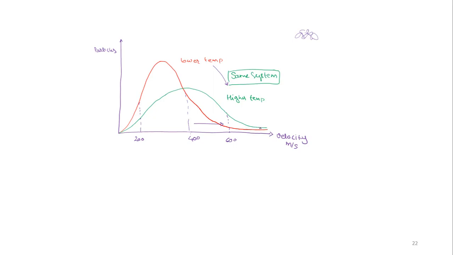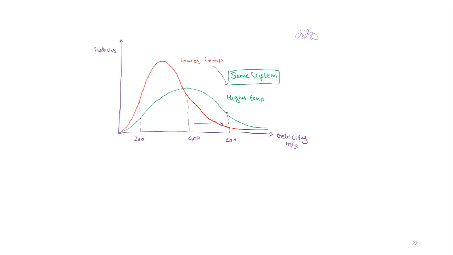The reason being the area under the curve. We have already established that the area under the curve will give you the number of molecules in your system, right? Therefore, the number of molecules will remain the same in the system whether it is at high or low temperature.